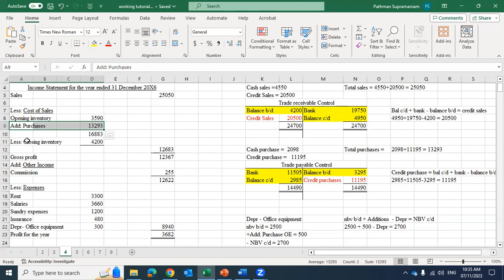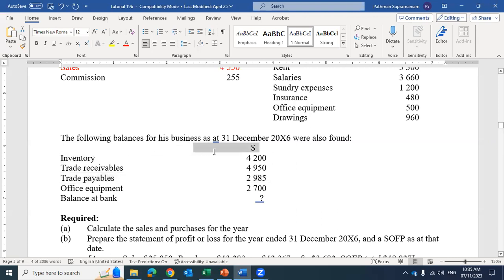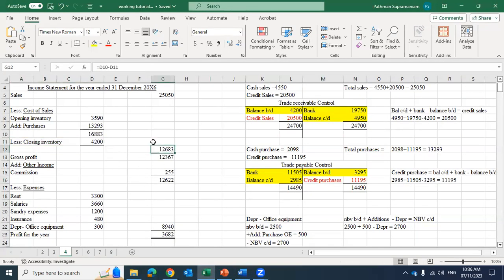Okay, then the closing inventory comes from here, the ending balance. So therefore, our cost of sales is 12,683. Therefore, our gross profit is 25,050 minus 12,683, and it is 12,367. Okay, so after gross profit, we need to look out for other income.